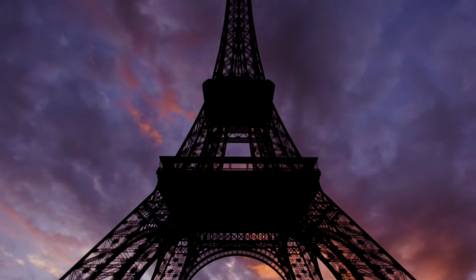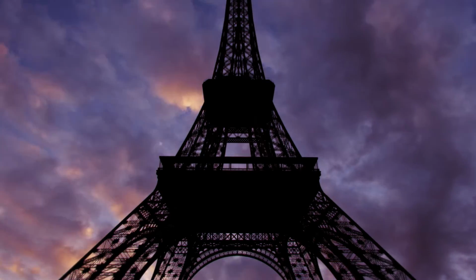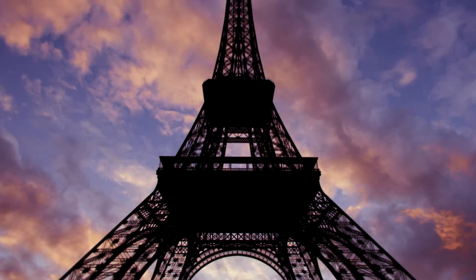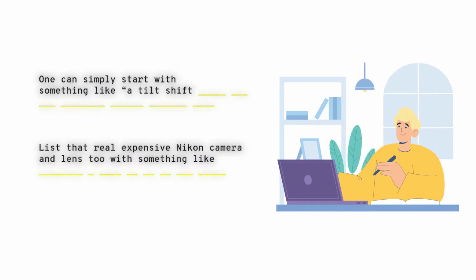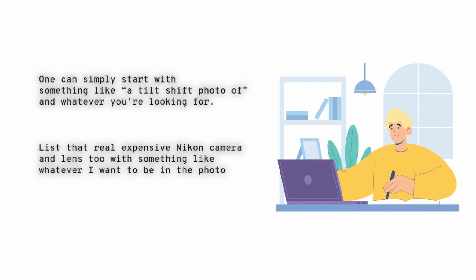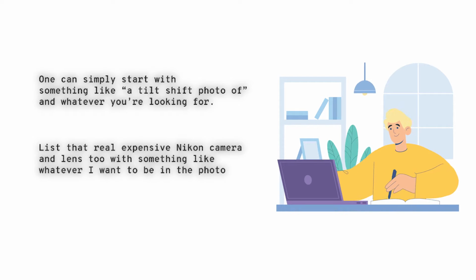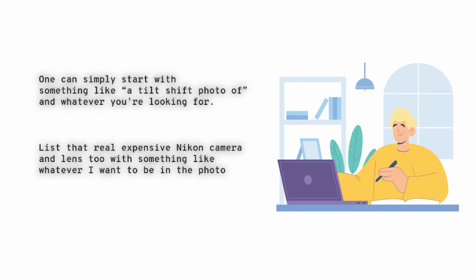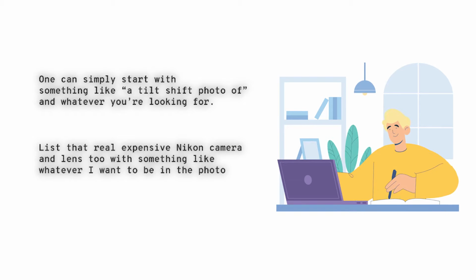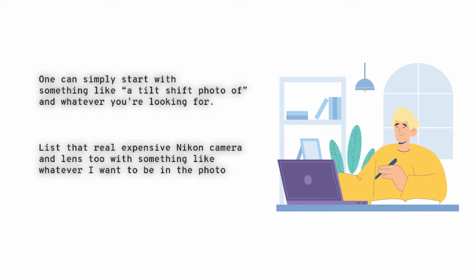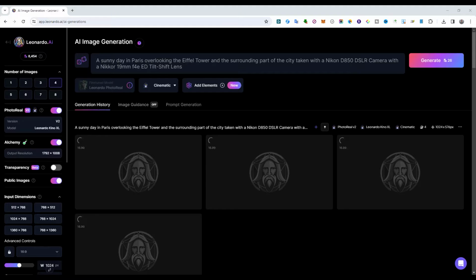Let's get started and create a tilt shift of Paris with the Eiffel Tower. But first, let me explain my prompts. I'm going to be using a couple of variations. One can simply start with something like a tilt shift photo of and whatever you're looking for. But I can also list that real expensive Nikon camera and lens too, with something like whatever I want to be in the photo, and tack on taken with a Nikon D850 DSLR camera with a Nikkor 19mm f4 EED tilt shift lens at the end.